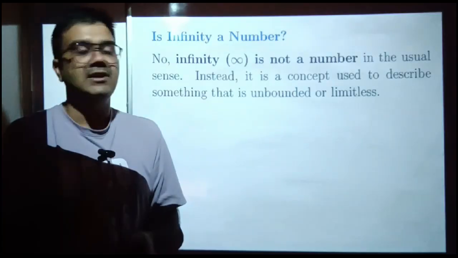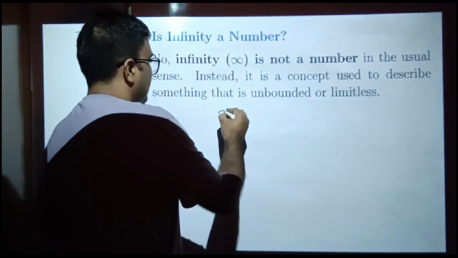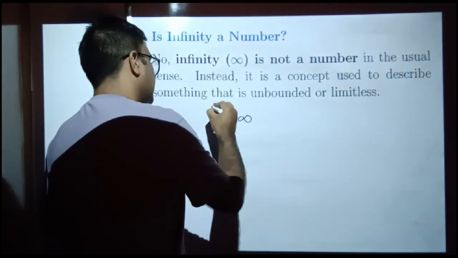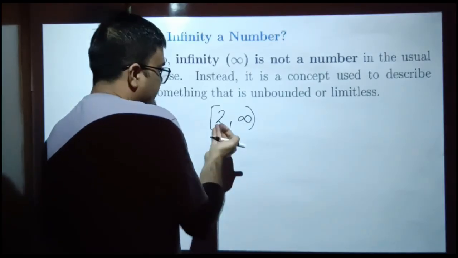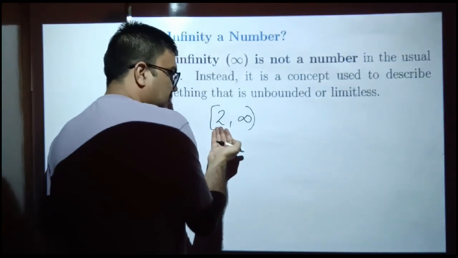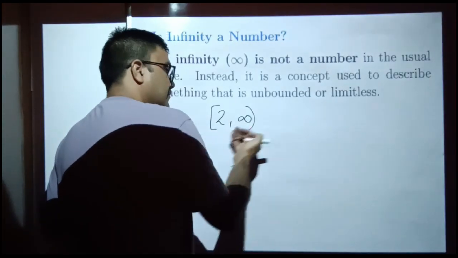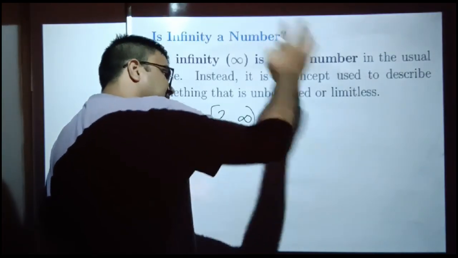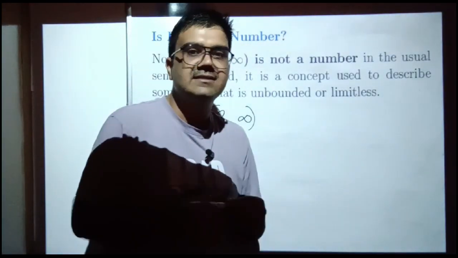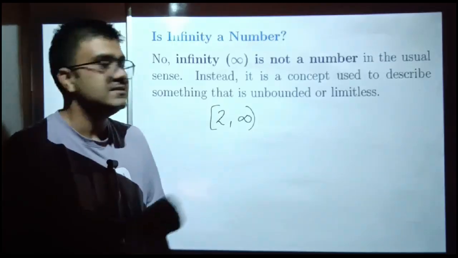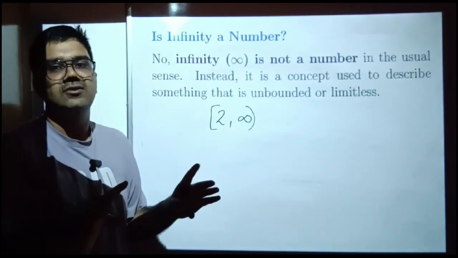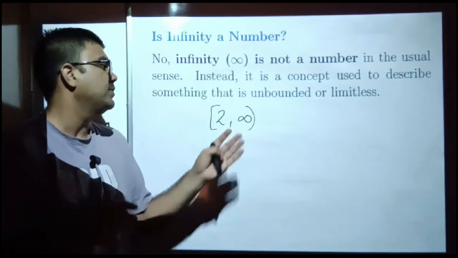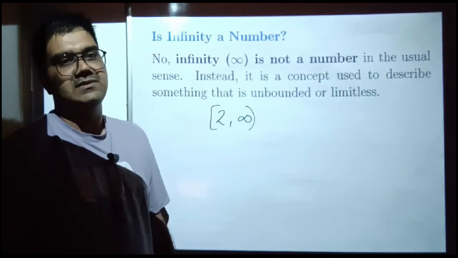It is just something to represent when we are saying 2 comma infinity. It means we are talking about the real numbers greater than 2, and when we say this, it means that what we are representing is limitless, unbounded. This is just a symbol. This is not a real number. This is just how we can represent the intervals.